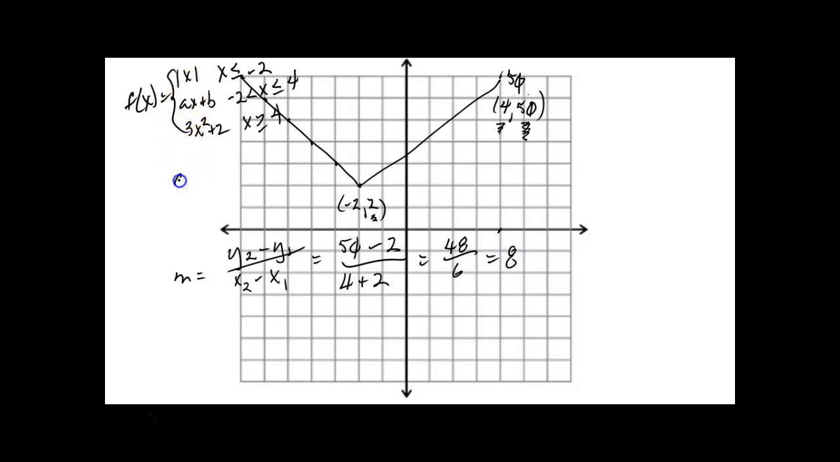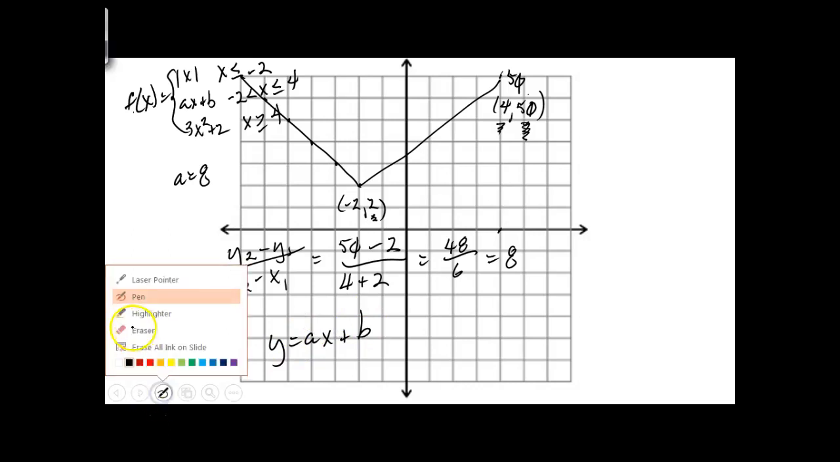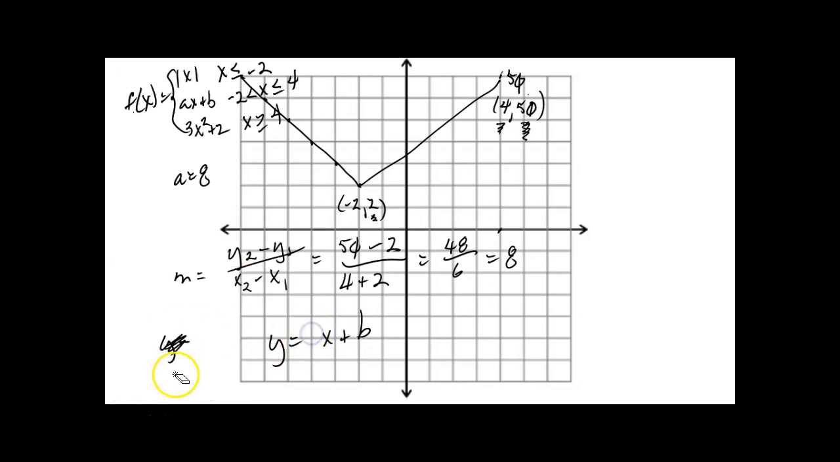So guess what the a is? a is equal to 8. Right? All right. Now we've got to figure out what b is. Pick either one of those 2 points. I don't care which one. I think it's easier to do it this way. Y, that's your f of x, is equal to ax plus b. But we know what a is, that's 8, right? This will be the easiest way, I think, to do this.